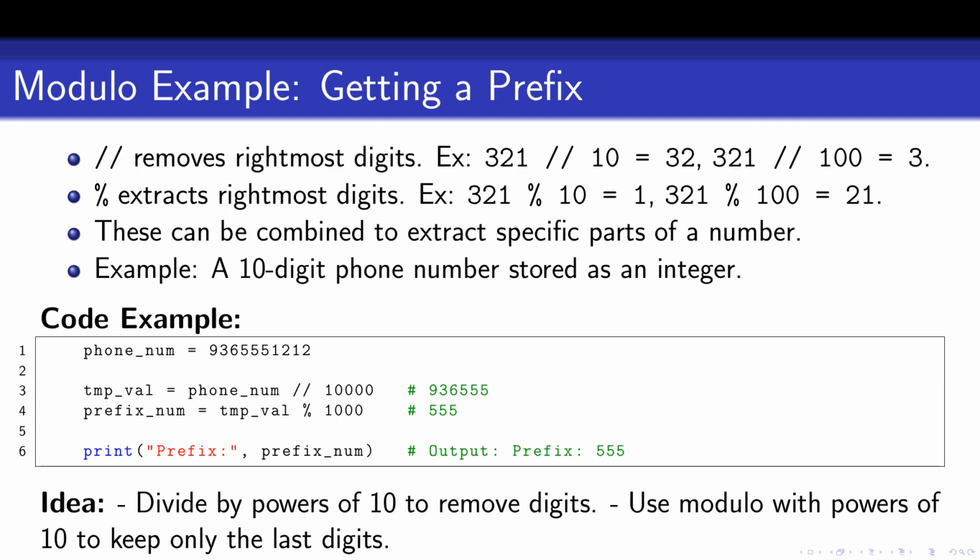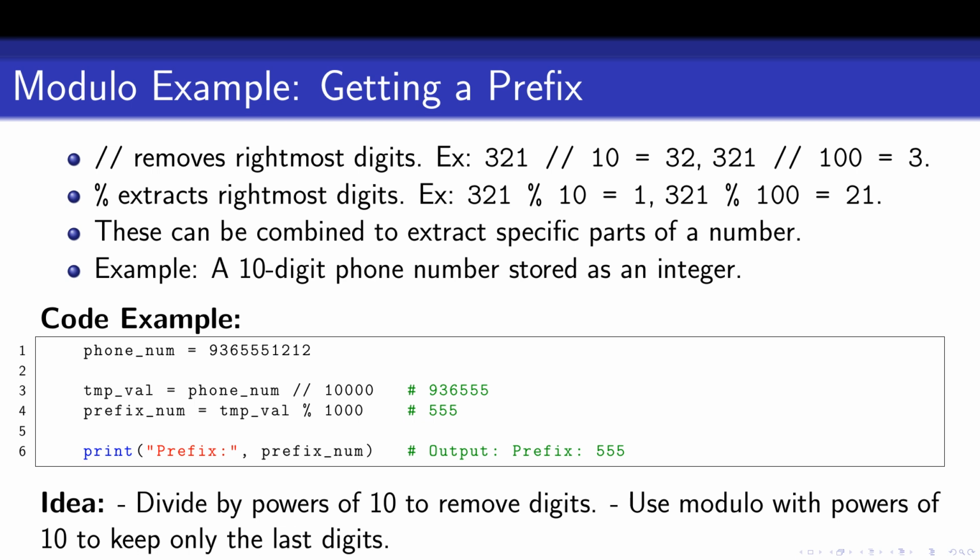Modulo can also be used to extract larger portions of a number, such as prefixes. For example, given a 10-digit phone number stored as an integer, you might want to separate out the 3-digit prefix. By dividing the phone number by 10,000, you remove the last 4 digits and are left with the first 6. Applying modulo 1000 then isolates the last 3 of those 6 digits, which represent the prefix.